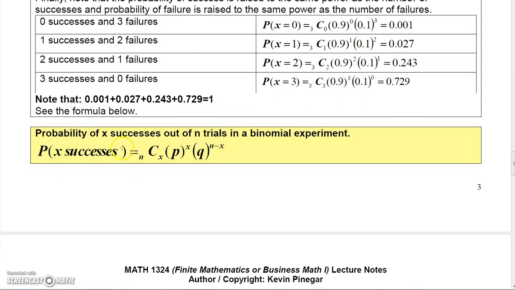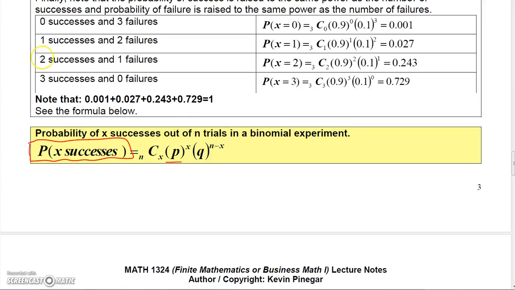Actually, the probability of X successes in a binomial experiment is this formula: N choose X, where N is the total number of trials and X is the number of successes you're looking for. You take P raised to the number of successes, and then Q raised to N minus the number of successes.